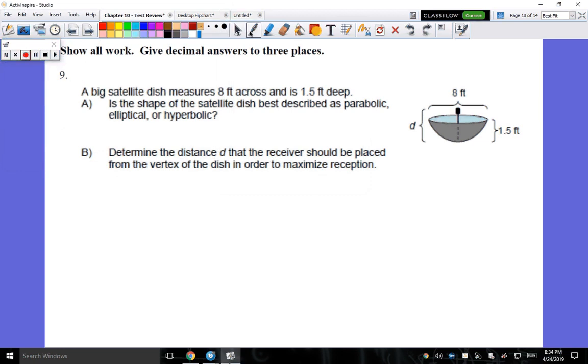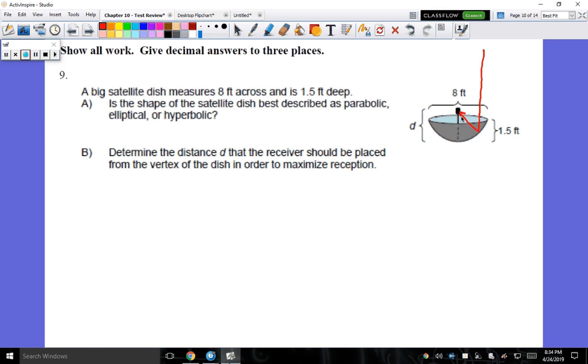Okay, so it says a big satellite dish measures 8 feet across, and then it also measures 1.5 feet deep. Okay, this is obviously going to be a parabolic shape. And what it is, this satellite dish will receive waves, if you will.